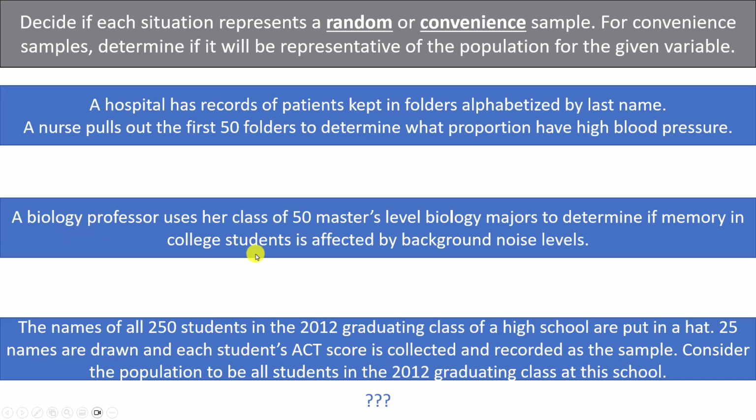And we biased this specifically towards master's level biology majors. And I would probably wager for the variable of their memory retention based on background noise levels, they're probably not going to be a representative sample, right? If they're master's level students, they're probably going to have maybe better study or focus skills than your average student, right? So these students are probably going to do better maybe on this memory test than your average student. So for that reason, we would say this is a convenience sample that is not representative of the population.